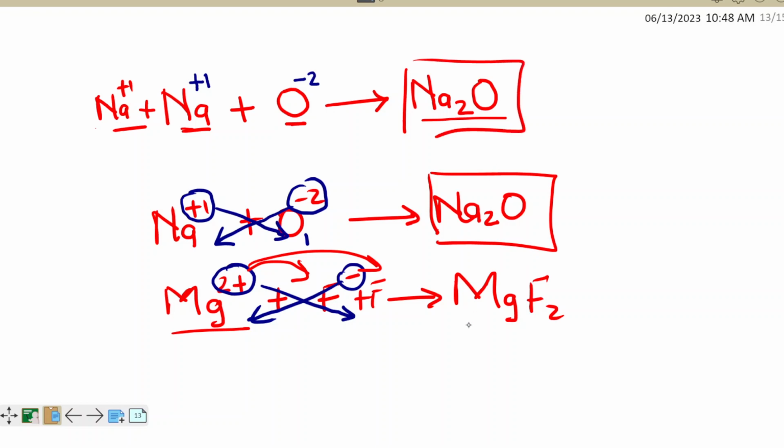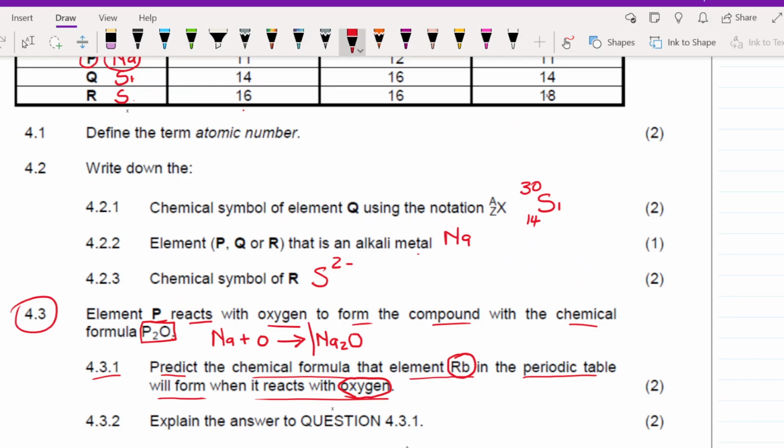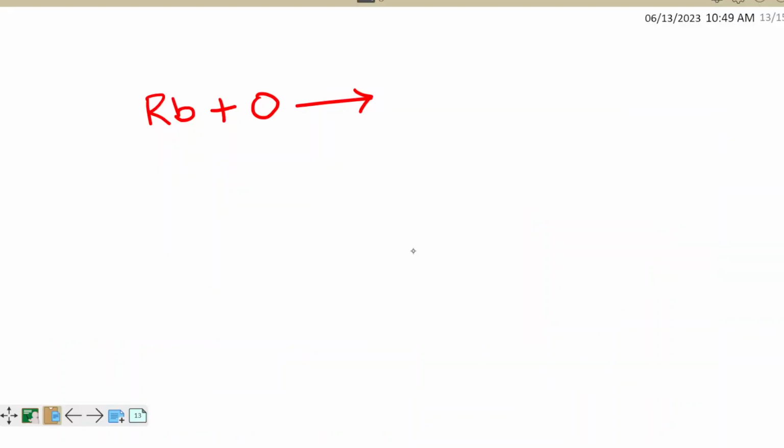So this is how they got this Na2O. Now they are asking if rubidium is reacting with oxygen. It's like we have something like this now, Rb plus O. Then what is it going to form? What will be the compound that will be formed out of that reaction? So let's look at this reaction. Okay, so this is the reaction, Rb plus O.